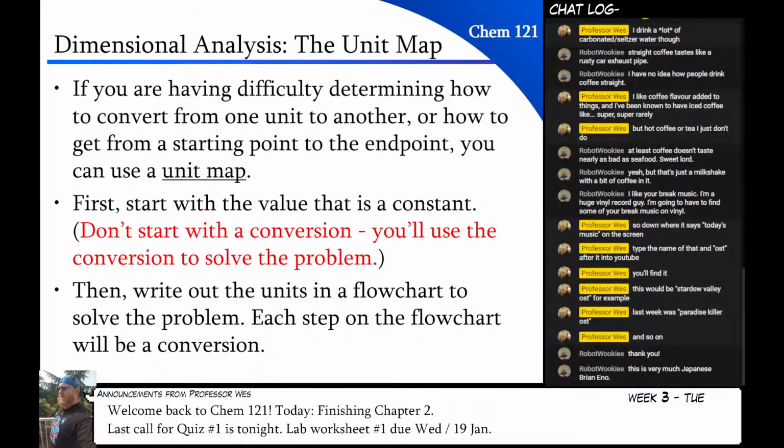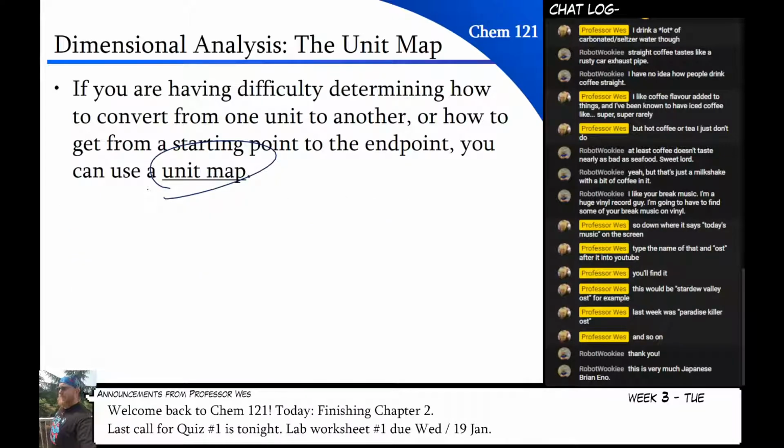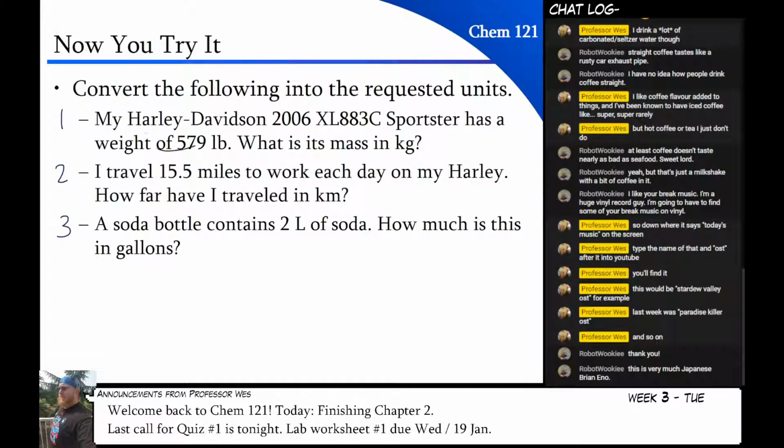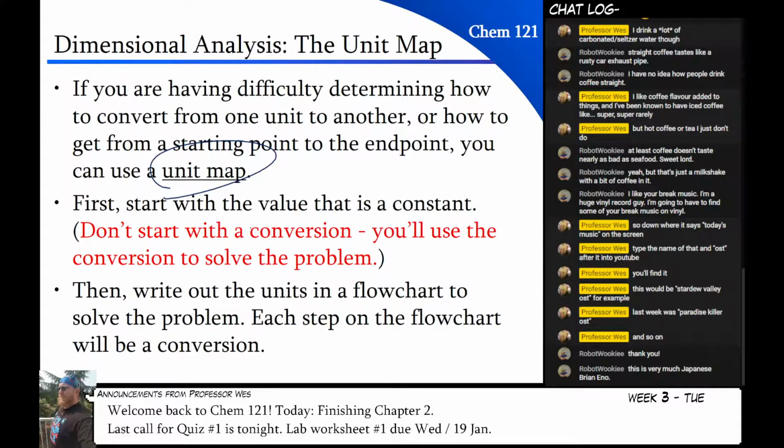And so in that case, I have this suggestion for you, which I call the unit map. And what you're going to do is you're going to find the number that you're starting with, which is the value in the problem. So like in these previous problems that we had here, this would be the value I was given. This is the value I was given. There will always be a value, just a number by itself with a unit, that is not a conversion of some sort. And that's where you're going to start. And you're going to write down those units and make a little blueprint out of it.